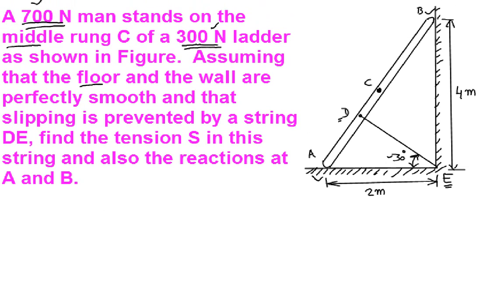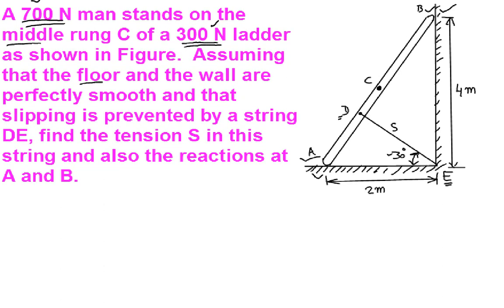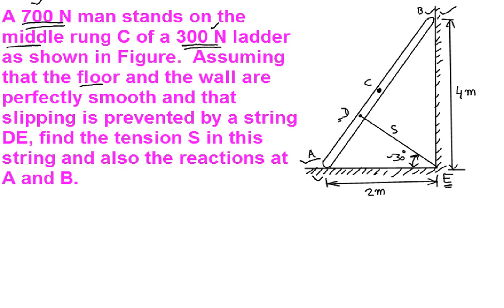In the position of equilibrium, we need to find what is the tension S in the string and what kind of reactions act here and here. That is, what is the magnitude of the reaction. So you have three unknowns. One is the tension in the string, S. The second one is the reaction at A, RA. The third one is the reaction at B, which we designate by RB.